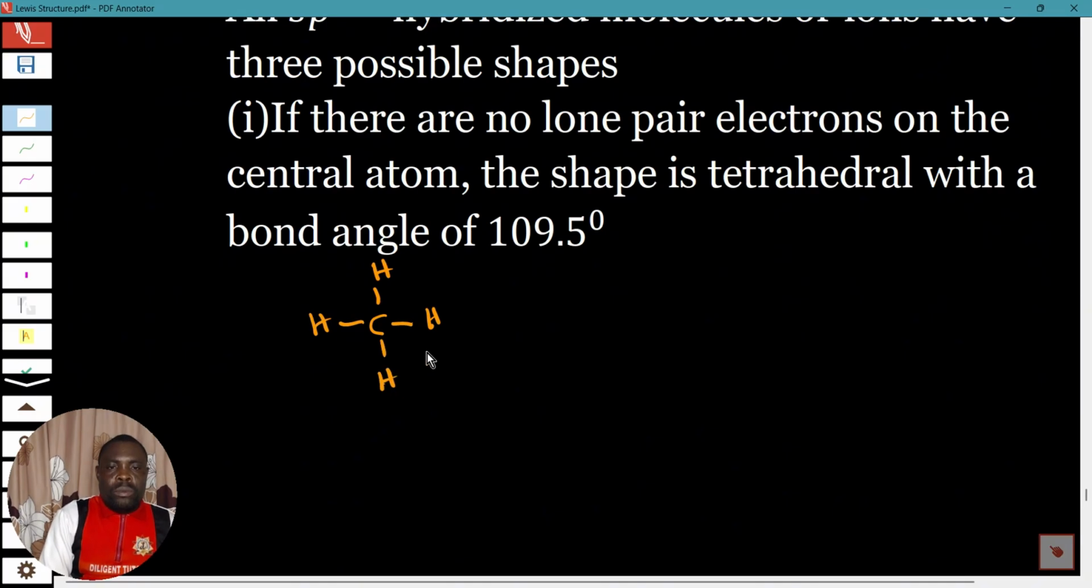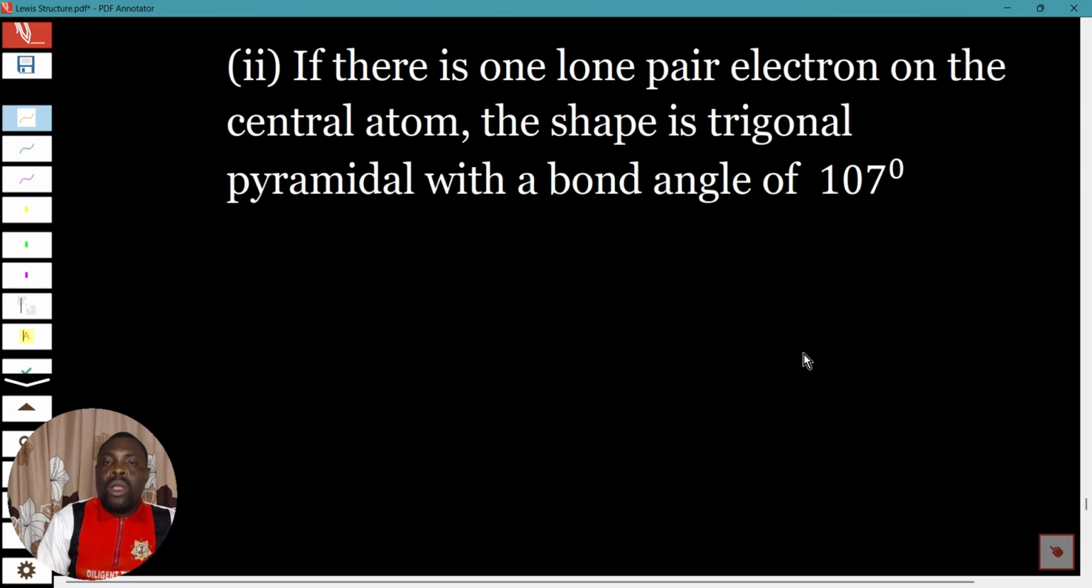So, methane is sp3 hybridized. Now, all sp3 hybridized molecules without a lone pair electron on the central atom will be what? Tetrahedral in shape, and their bond angle will be 109.5 degrees. Or if there is one lone pair on the central atom, the shape will be trigonal pyramidal or distorted tetrahedral with a bond angle of 107 degrees.